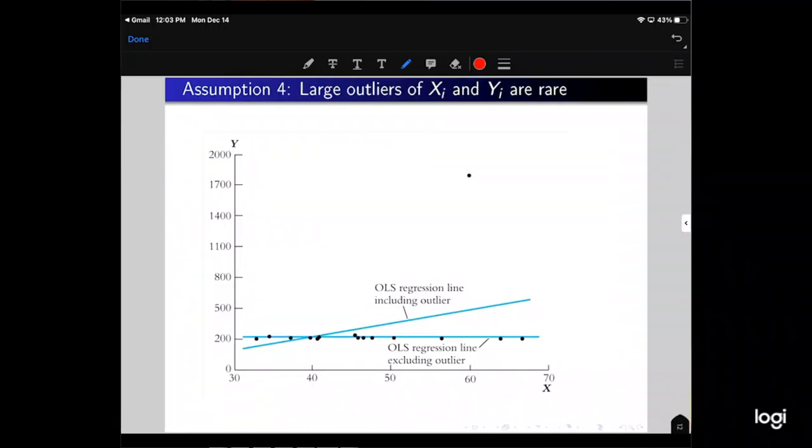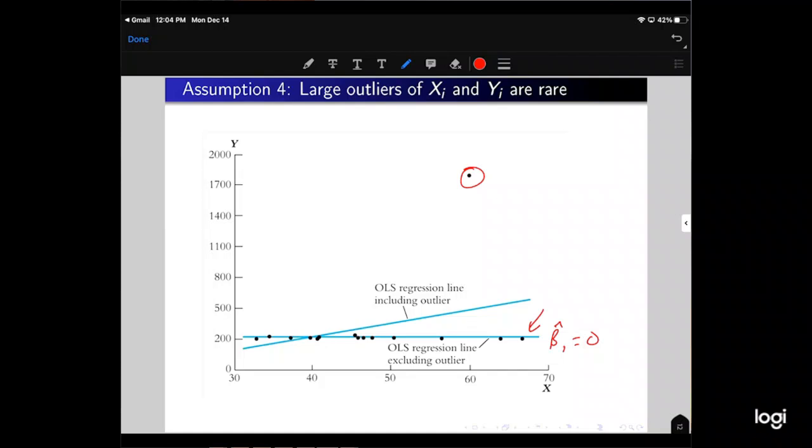Assumption number 4: large outliers of X and Y are rare. What do we mean by outliers? Well, outliers is sort of fuzzy. What's the problem with an outlier? Suppose that we didn't have this data point here, the one that I just circled. OLS would estimate the regression line here, which is basically flat. In other words, beta hat 1 would equal 0.